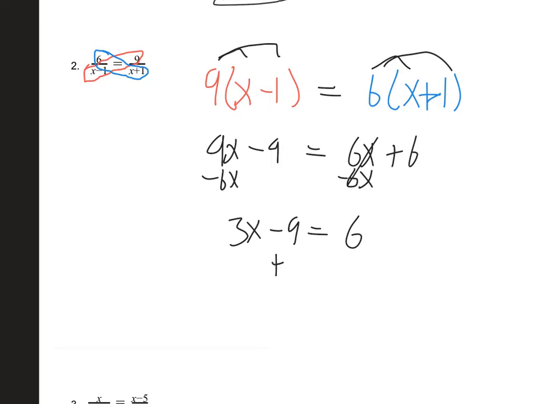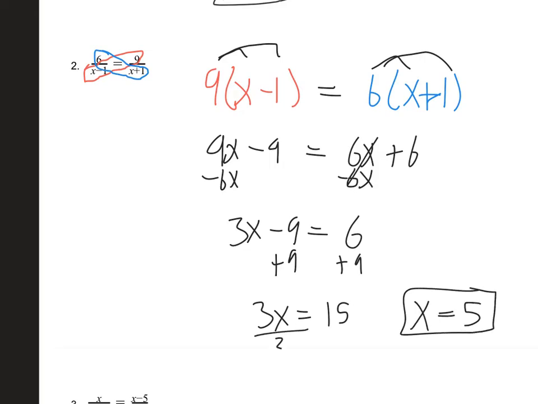Then I'm going to add 9 to both sides. That's going to give me 3x equals 15. So x is going to equal 5. Sorry, I'm skipping that last step. Divide by 3 on both sides. So these 3's will cancel, and 15 divided by 3 is 5.